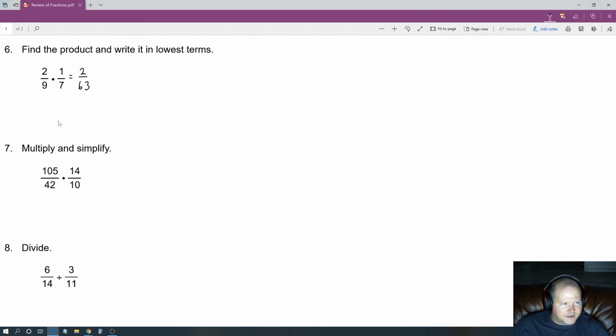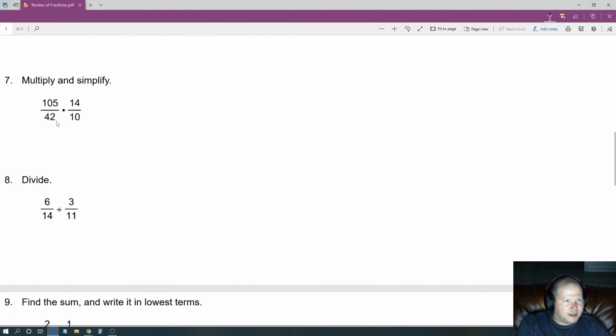Now, since we can't divide something into a 2 and a 63 except 1, in other words, the greatest common factor of a 2 and a 63 is a 1, we know we're done. So that's when you know you've simplified it or you have it in the lowest terms. Okay, so let's try to multiply the next one.